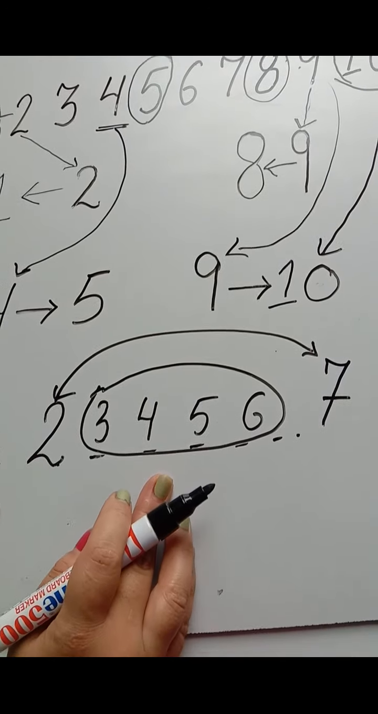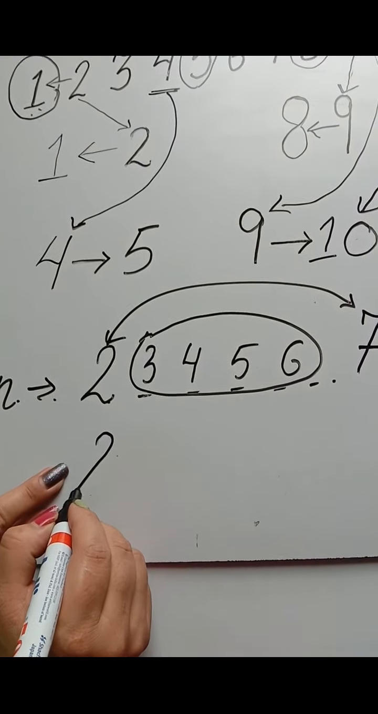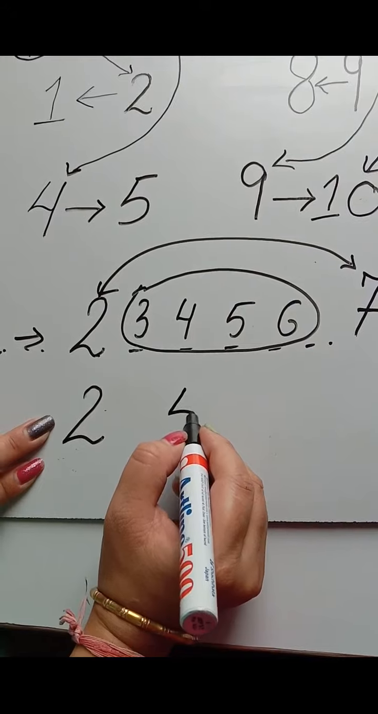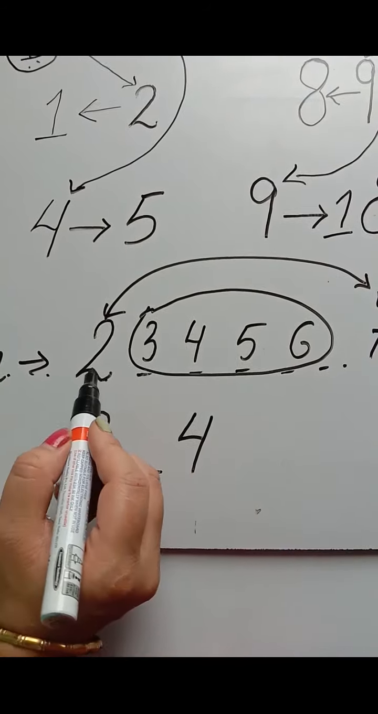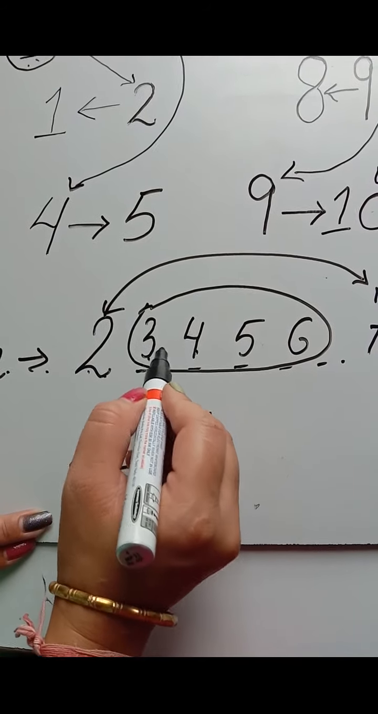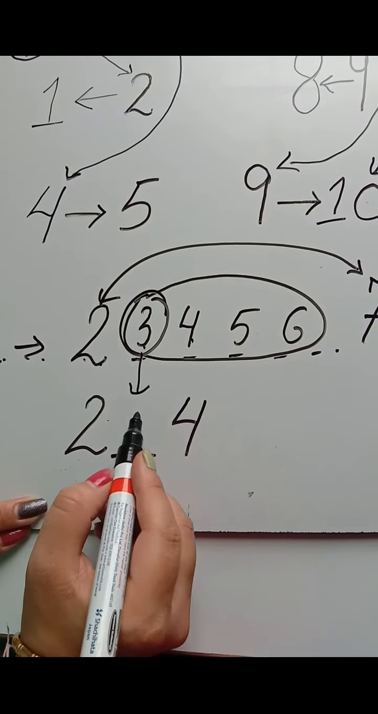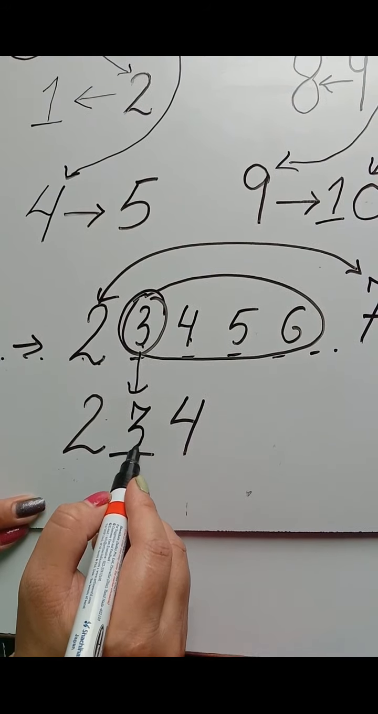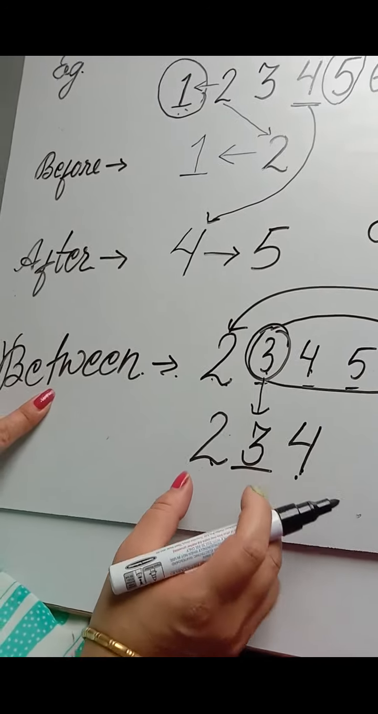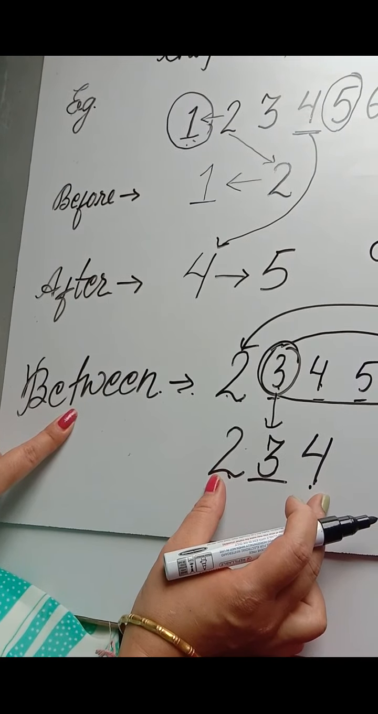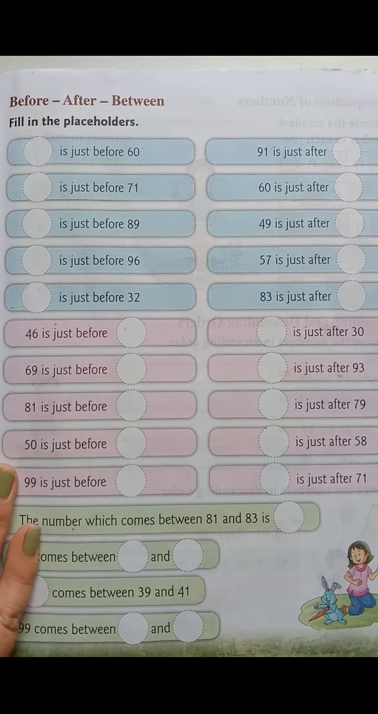Okay, so let's take another example. If I say 2 and 4, which number will come in between? Look at here, 2, 3, 4. That means which number is missing? 3. Okay, that means 3 should be in between these two numbers. So between means a number which comes within two numbers. Okay, got it? Now come to our exercises portion.